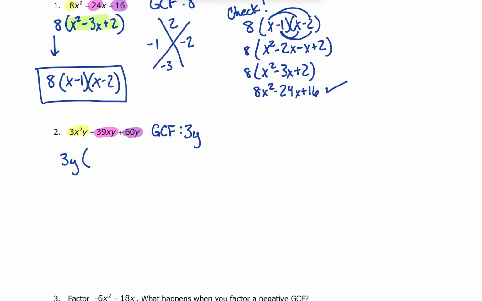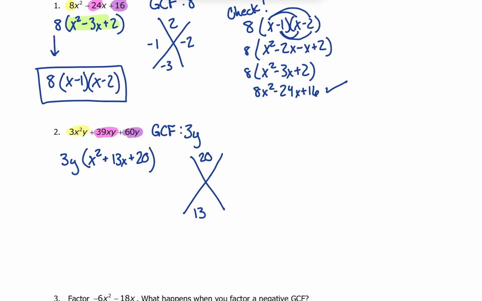When we do that, remember when we're factoring out, we're dividing out 3y. So when we divide by 3y, our first term, we get x squared. When we divide our second term by 3y, we get 13x. And then when we divide our last one, we get 20. Now we're going to look and we're going to use x factor. Multiply our a and c gives us 20. And our b is 13.